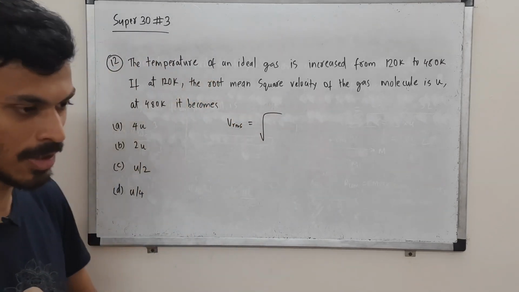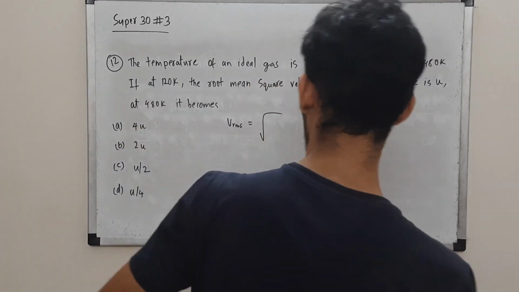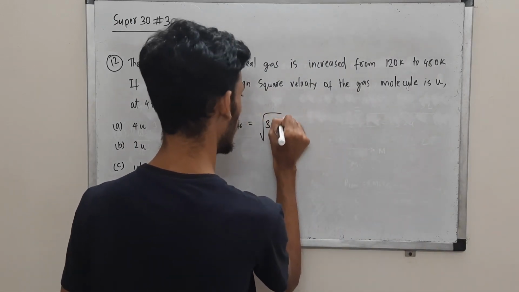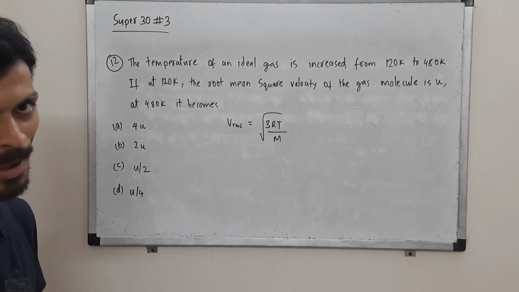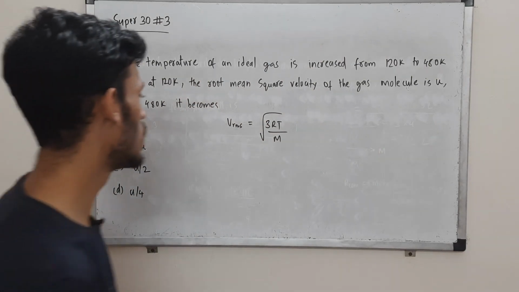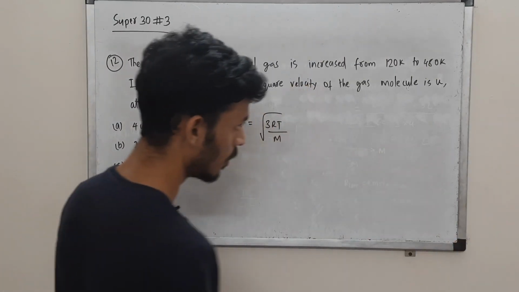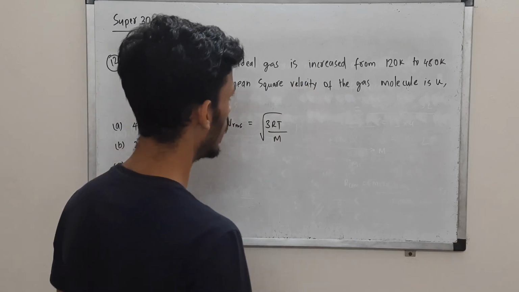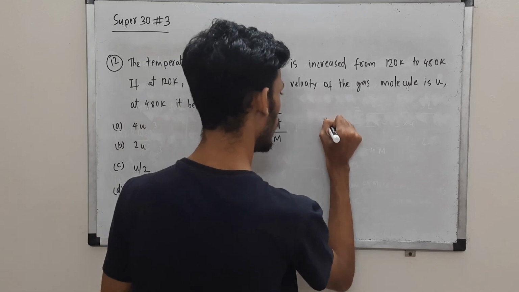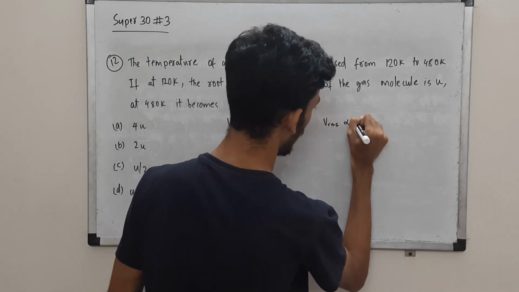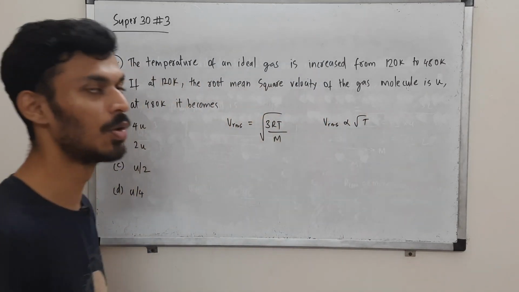Of course, the question is very simple if you know it. So Vrms is under root 3RT by M, right? R is a constant, 3 is a constant, and M is the mass of the gas molecule, so that is also constant. So the only variable here is that Vrms is related to the square root of T.